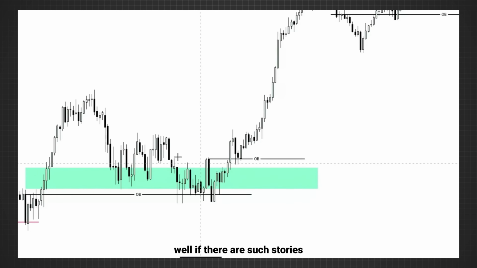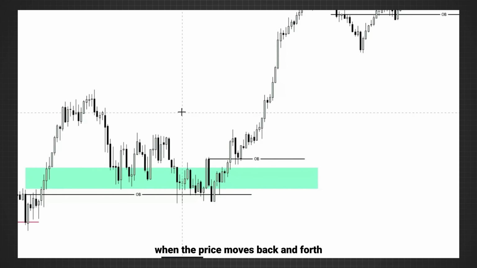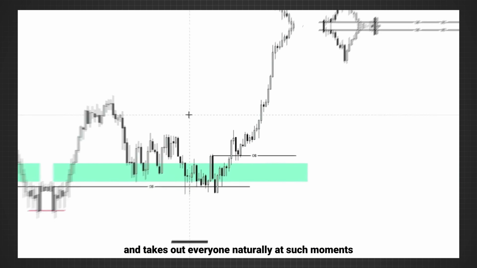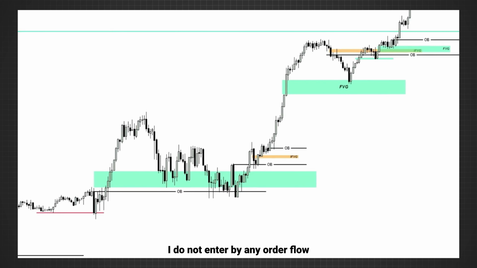Well, if there are such stories, when the price moves back and forth and takes out everyone, naturally at such moments I do not enter by any order flow. But when there are such obvious pools of liquidity, and when there is such a set of order flow elements, you can enter more jewel-like and not be afraid of being taken out.